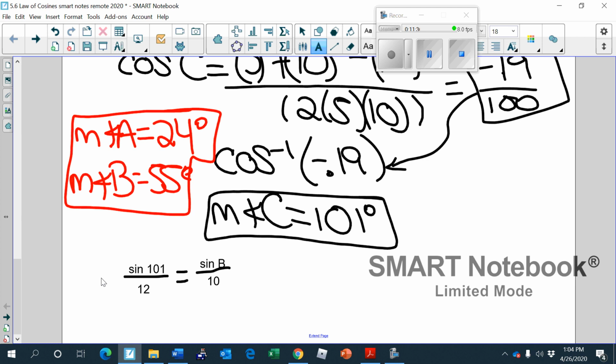Okay, so let's cross multiply, right? So sine 101 times 10. Pause for a moment. Okay, unpause. So sine 101 times 10 is, you're going to get 9.82, let's say, equals sine B times 12. Okay, great. So then we're going to divide by 12, right? So let's do 9.82 divided by 12. Divide by 12 on both sides. So take your 9.82, and I'm just keeping it in my calculator.